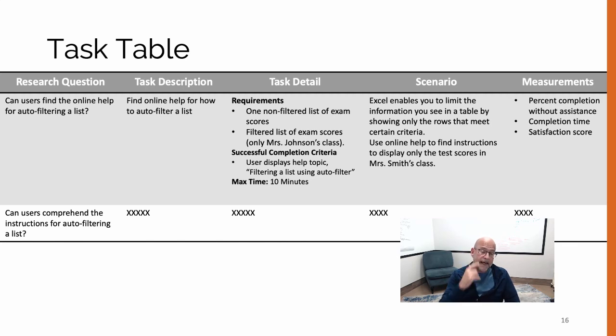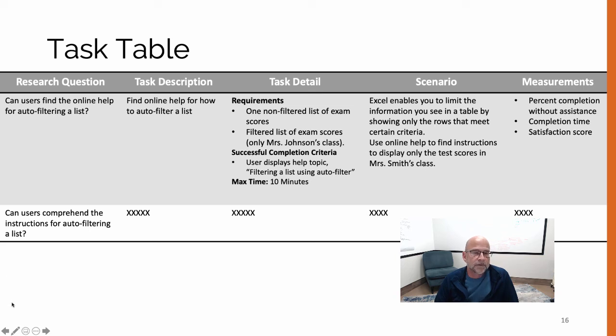Here's an example of a task table. If you think about it, it's really a miniature method section. You've got your research question over here, a description of the task over here, and the task details. This includes the materials that you'll need, how you know when somebody has completed something successfully versus not successfully, and the maximum amount of time you would want to give somebody. And here's the scenario. This is what the actual participant would see, and these are the measurements that we're going to keep track of. I was just building out this table a little bit further with the next research question and the next task, etc.